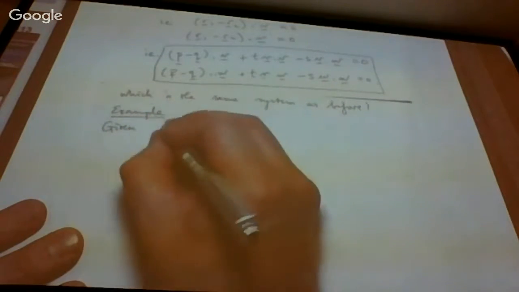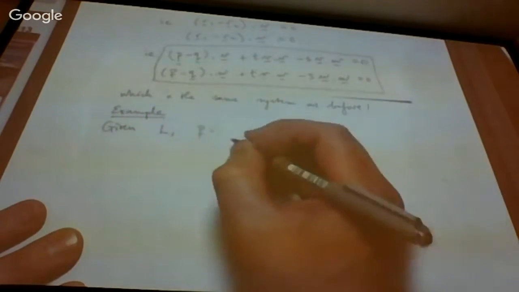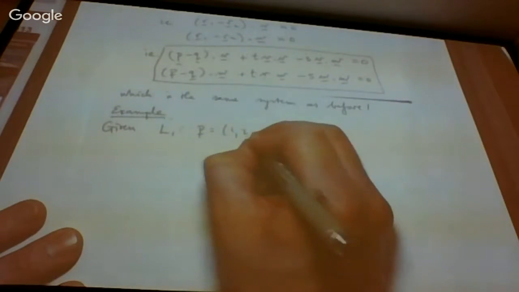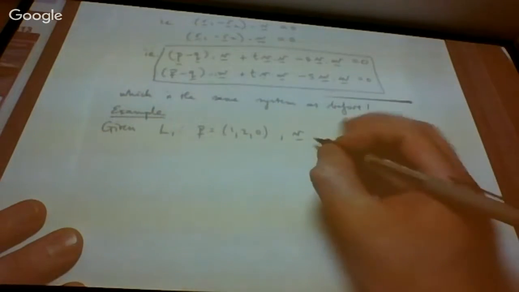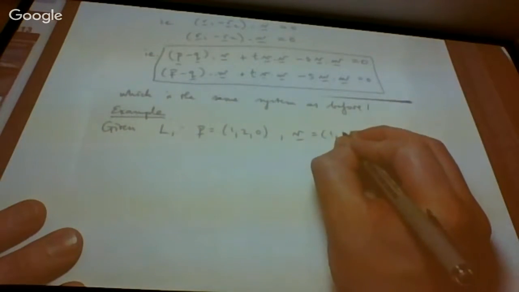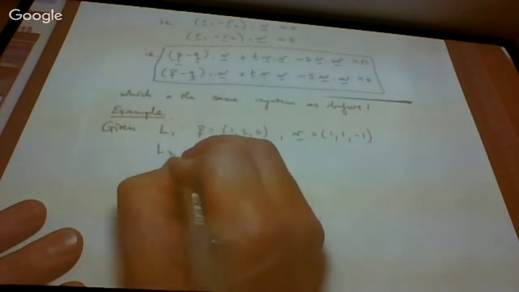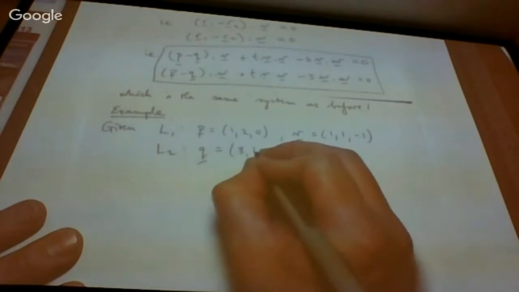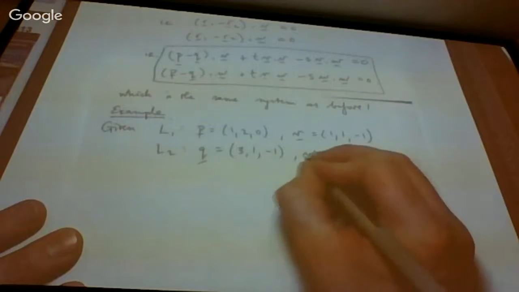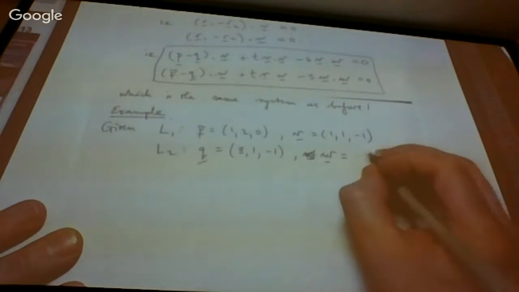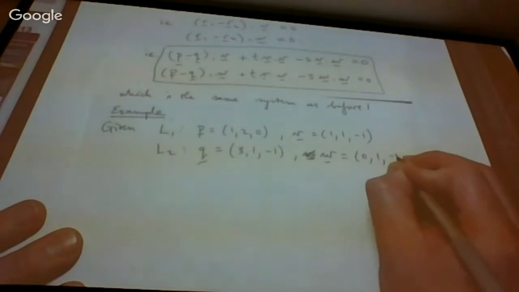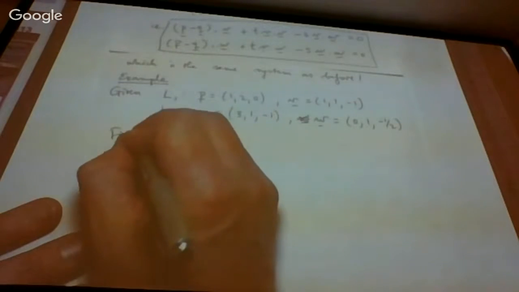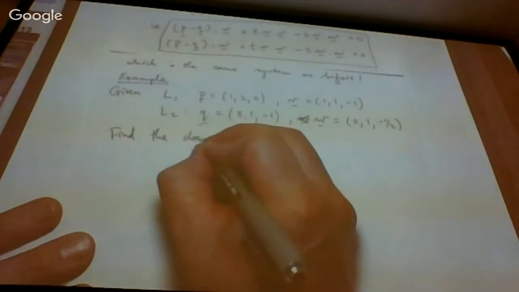Given L1 defined by the fixed point vector P, I'll take P as being 1, 2, 0, and the associated velocity vector as being 1, 1, minus 1. And L2 I'll take to be given by the fixed point Q, which is 3, 1, minus 1. And the direction vector W I'll take to be 0, 1, minus a half. Okay, so find the closest approach of these two.